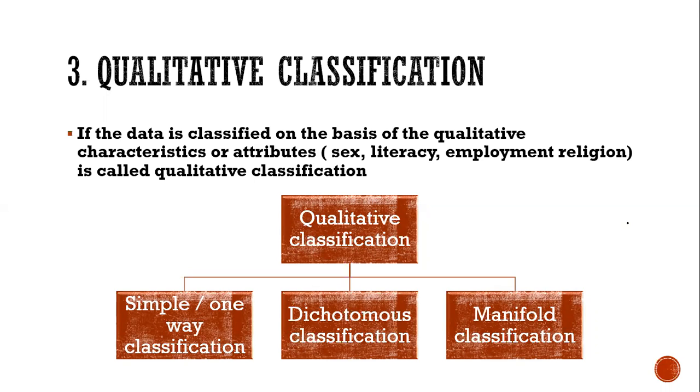Qualities like good, bad, intelligence, or the sex, whether it is male or female, whether you are literate or illiterate, employed or unemployed, based on your religion. All these are called qualitative data, or also called attributes. When the qualitative feature or characteristic of a particular unit is known, it is called an attribute. So what is qualitative classification?